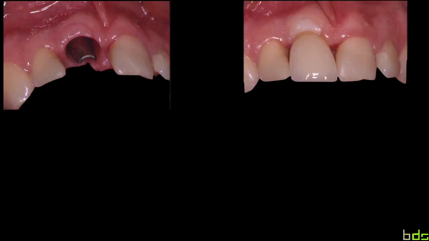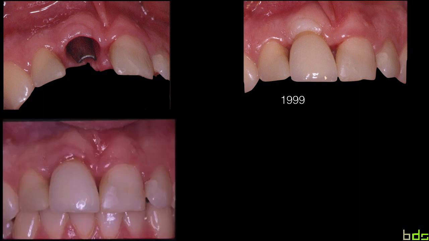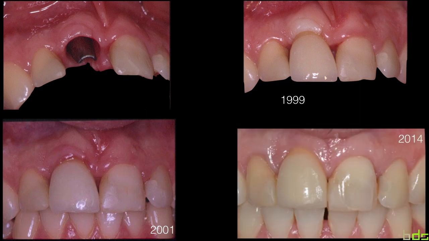This is the final in 1999, ceramic crown. Patient also underwent an orthodontic treatment meanwhile. Now, this is in 2001, and this is 2014. As you see, there's a migration of the papilla on both distal and mesial side. The case is really improving throughout the years, and this is a long-term follow-up.